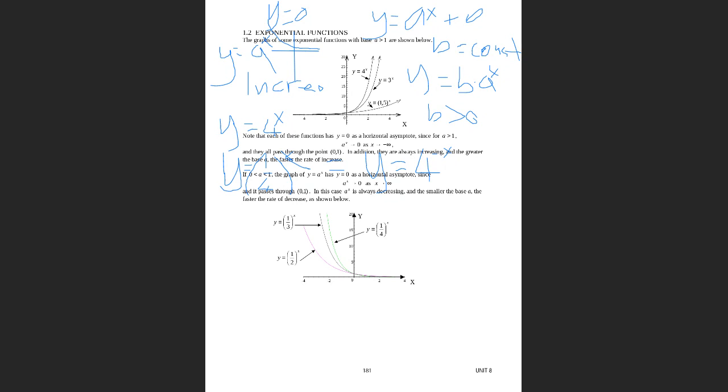So you must know these dynamics. These are examples of a decreasing function, as you can see here, and these are examples of an increasing function. Are there any questions so far?